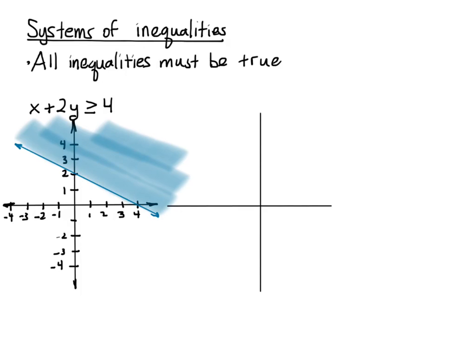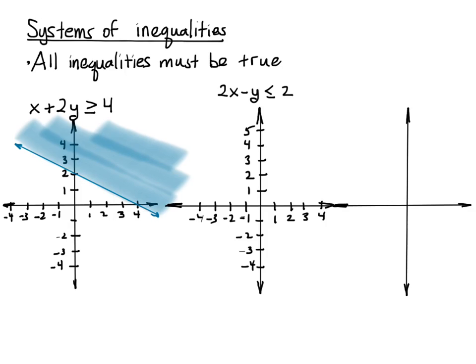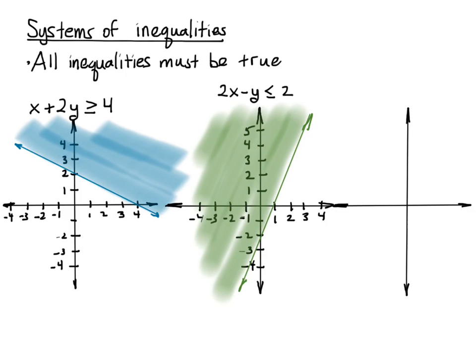So if I take another graph, let's say 2x minus y is less than or equal to 2. This is a completely separate equation. I'll graph that again. When x equals 0, y equals negative 2. And then when y equals 0, x equals 1. And then we test 0, 0, so that's going to be 0 minus 0 is less than 2. That's true, so we're going to shade this side.